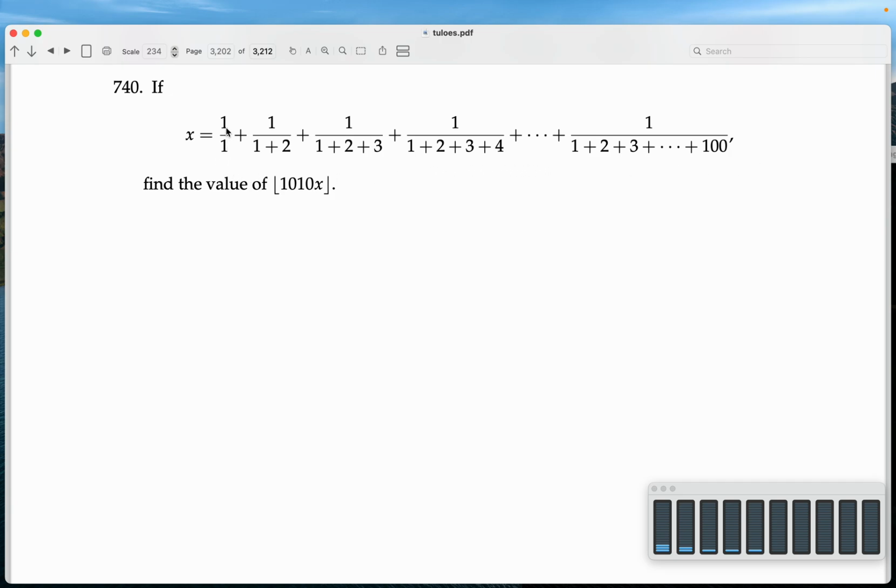It's 1 over the sum of the integers from 1 up to k. For example, this one over here is the sum of the integers from 1 to 1, 1 to 2, 1 to 3, 1 to 4, and so forth, all up to 1 to 100. They want to know what the floor of 1,010 times x is, right?